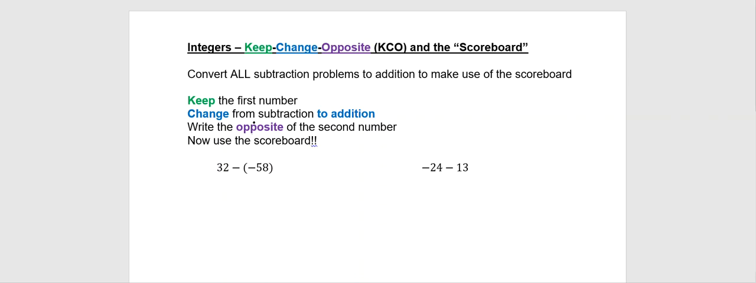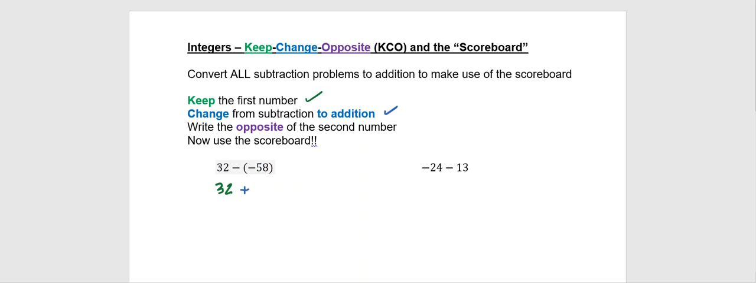So anytime I see a subtraction problem, the first thing I'm going to do is to rewrite it as an addition problem by following these simple steps. First of all, I'm going to keep the first number, 32. And next, I'm going to change my subtraction sign to an addition sign. And then I'm going to follow up by converting my second number to the opposite of what it was.